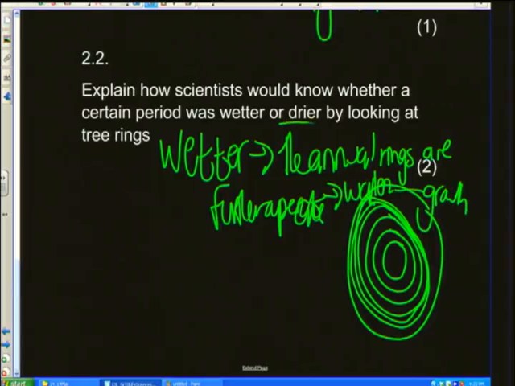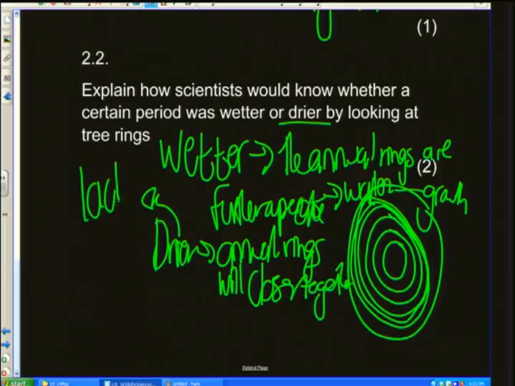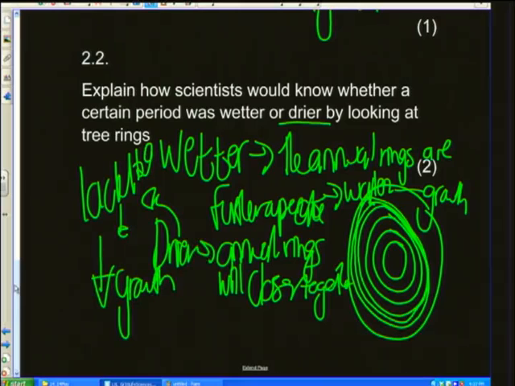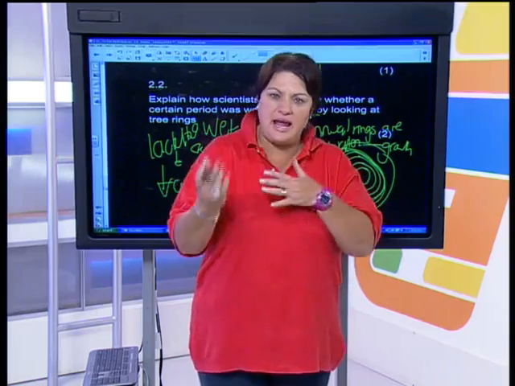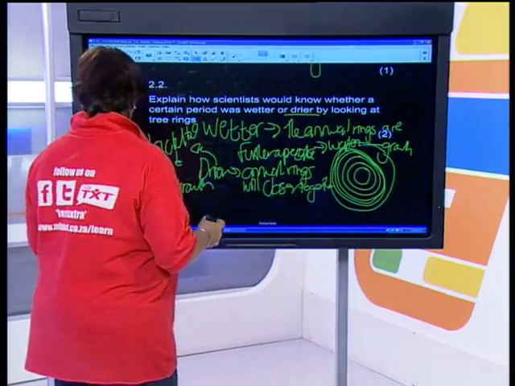When it is drier, what will happen? The opposite. The annual rings will be closer together. There's not a lot of water. If it's drier, we lack water, and if we lack water, we're going to have a decrease in growth. Very often, that's the kind of question: explain why the rings are together, explain why they are apart. Let's go on to the next question.